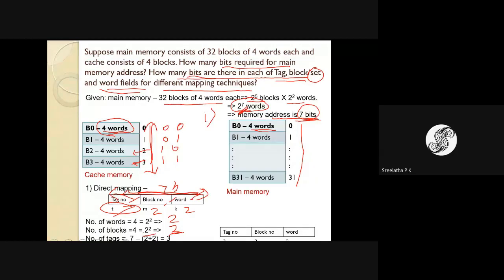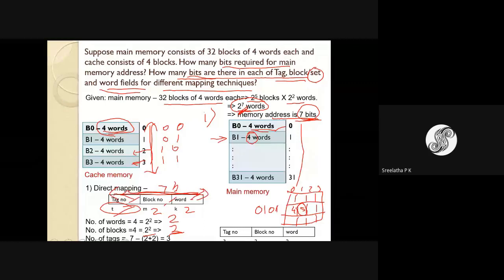Suppose I take the second word in the second block. You know that each block consists of some words; I have told it is 4 words here. So in the second block, I'm taking the second word. What is the address of it? The main memory address will be 4 bits for the word: 0, 1, 0, 1.